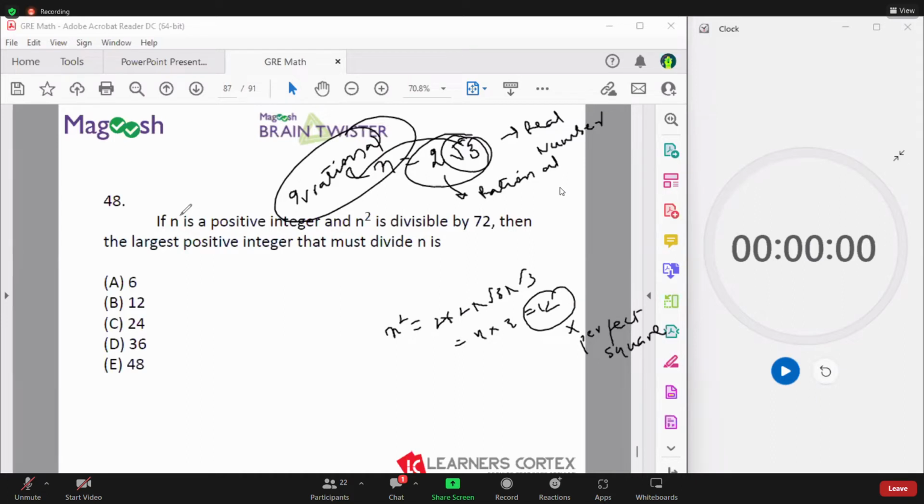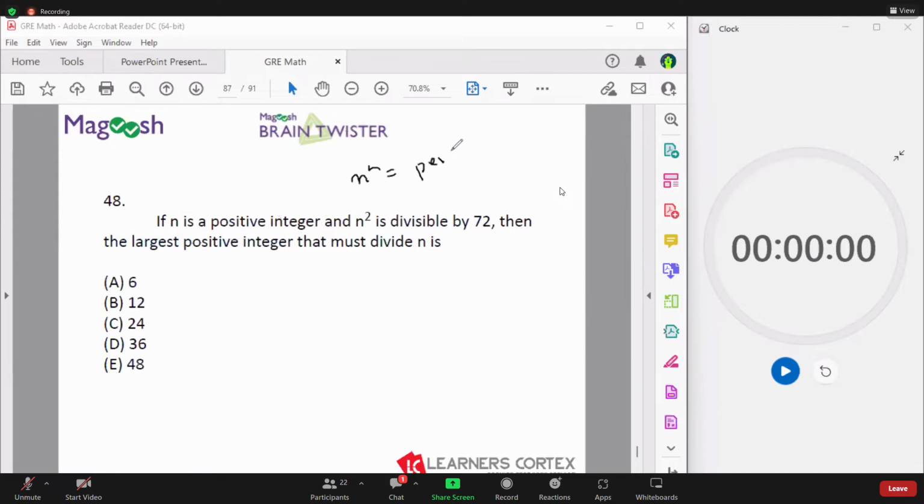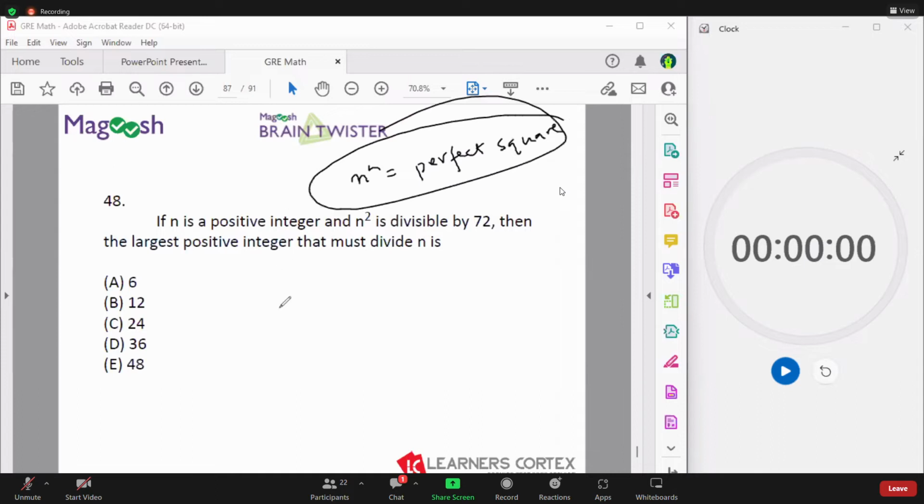Okay, so here it is given that n is a positive integer. So if n is a positive integer, then n square has to be a perfect square. It cannot be a number which is not a perfect square. So if n square is divisible by 72, we can write it as 72 times p. P can be the product of all the other factors that are there in n square.